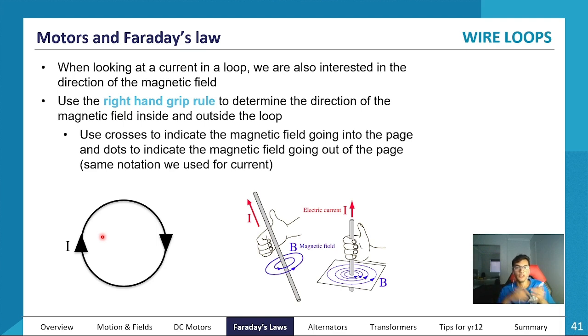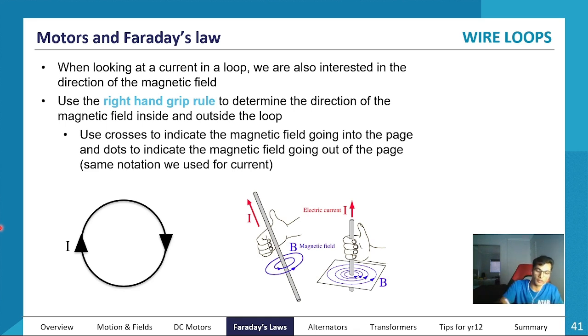To find this, we can use our right-hand grip rule, which you used earlier, and we point our thumb in the direction of the current. So let's take this arrow over here, and we know the current is pointing upwards. We point our thumb upwards, and we can see that our fingers are going in a clockwise direction, right?